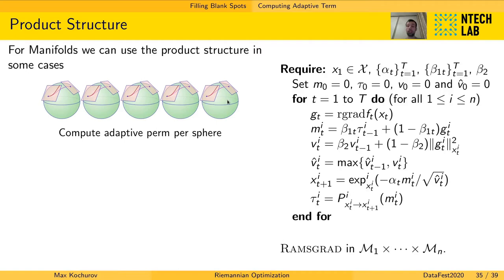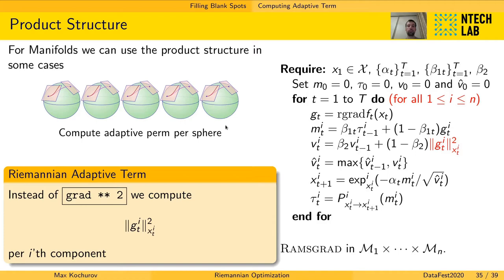If you have this product structure, you can compute the adaptive term as a squared norm of the gradient. And in Euclidean case, we did this element-wise, and here we do it manifold-wise for each component of the product structure.